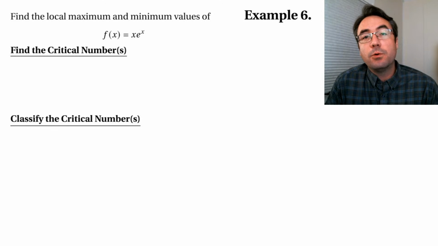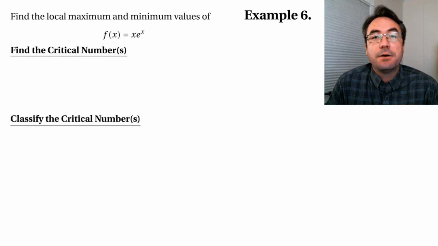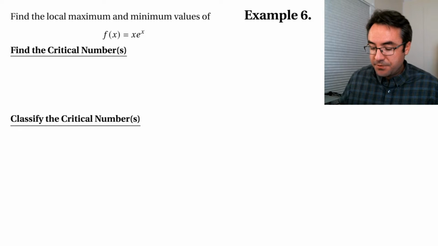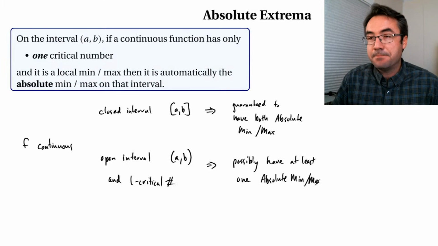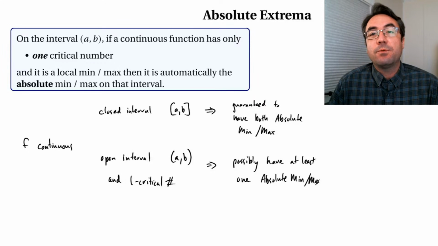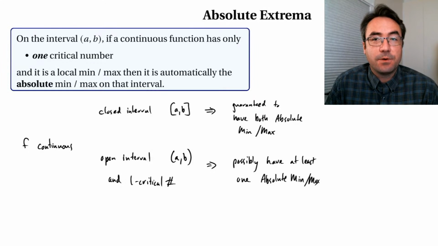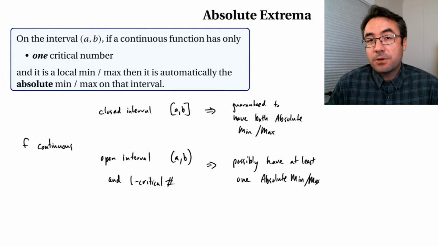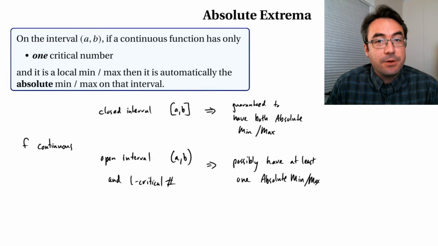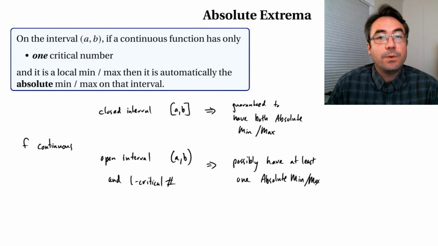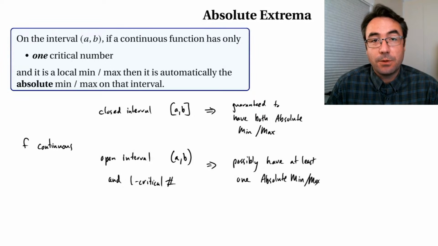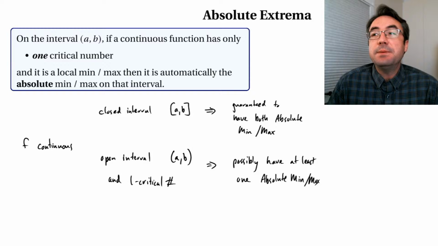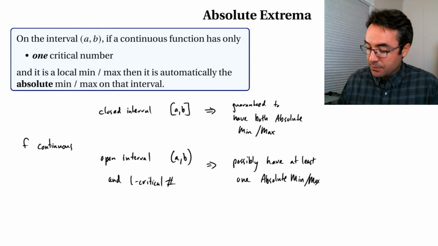So we were going to find the local max and the local min values of this function x times e to the x. And what we had just finished talking about is when we have only one critical number on an interval, if that critical number is a local max or a local min, then it's automatically an absolute min or an absolute max on that interval. So if we only have one critical number, then we can say a little bit more about it than just a local max or local min. So let's keep that in mind as we go to these last two examples here.